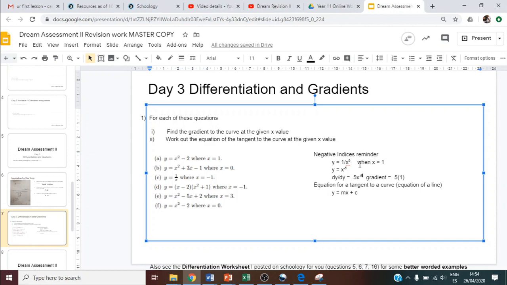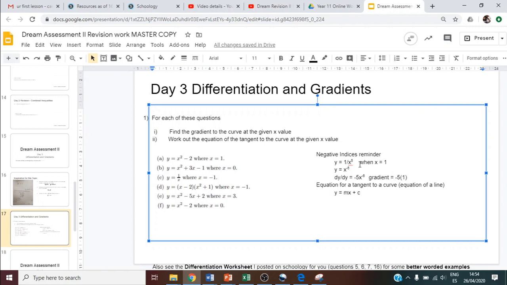And again, I don't like to have to type this so many times, so I'm copying and pasting. And that's just going to end up being negative 5 times 1 over 1 to the power of 6. That's just going to be 1. So that's going to be negative 5.